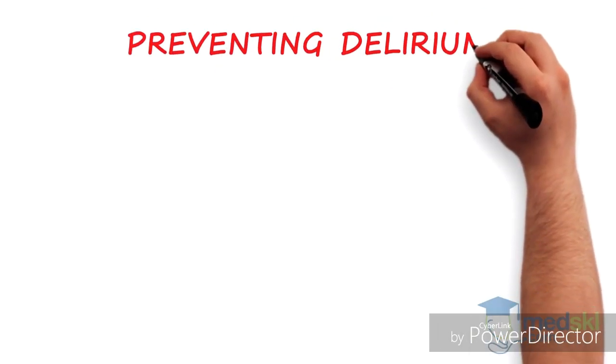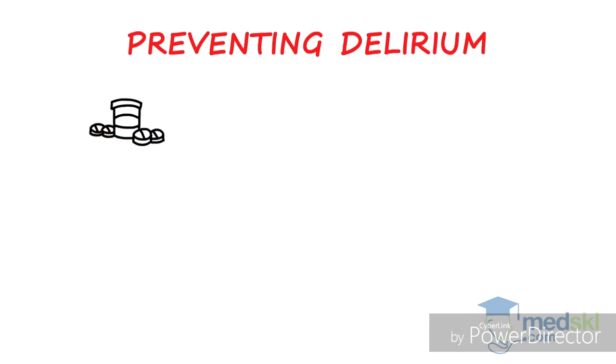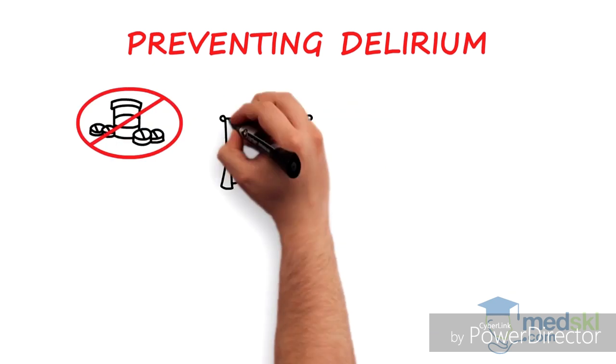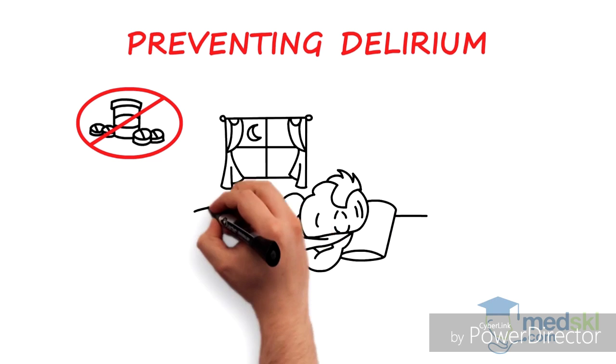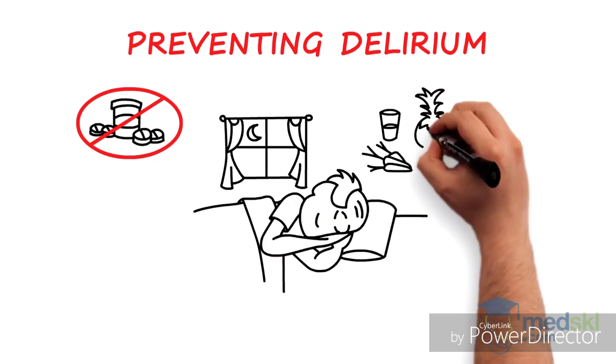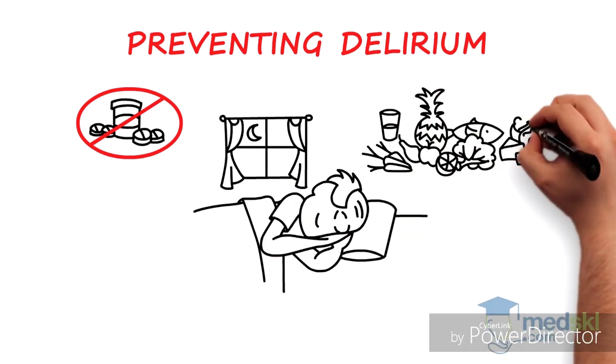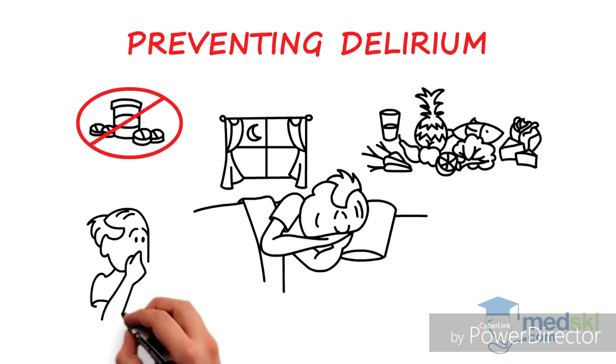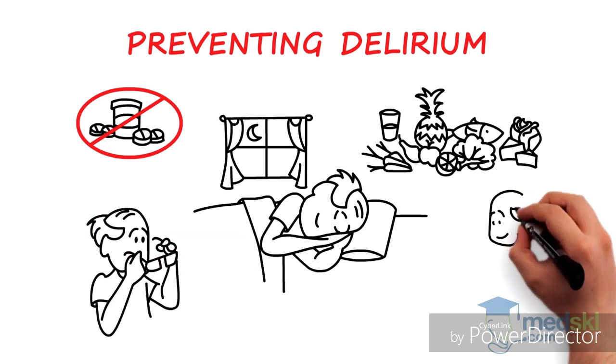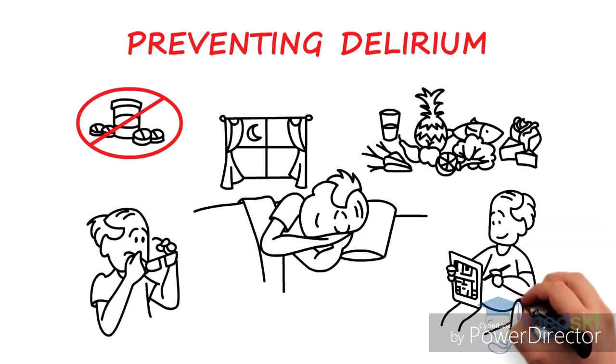Delirium is often preventable. Preventive strategies include avoiding or limiting deliriogenic medications, non-pharmacological interventions for healthy sleep, good nutrition and hydration, correcting hearing and visual impairment, as well as facilitating cognitive and interpersonal stimulation.